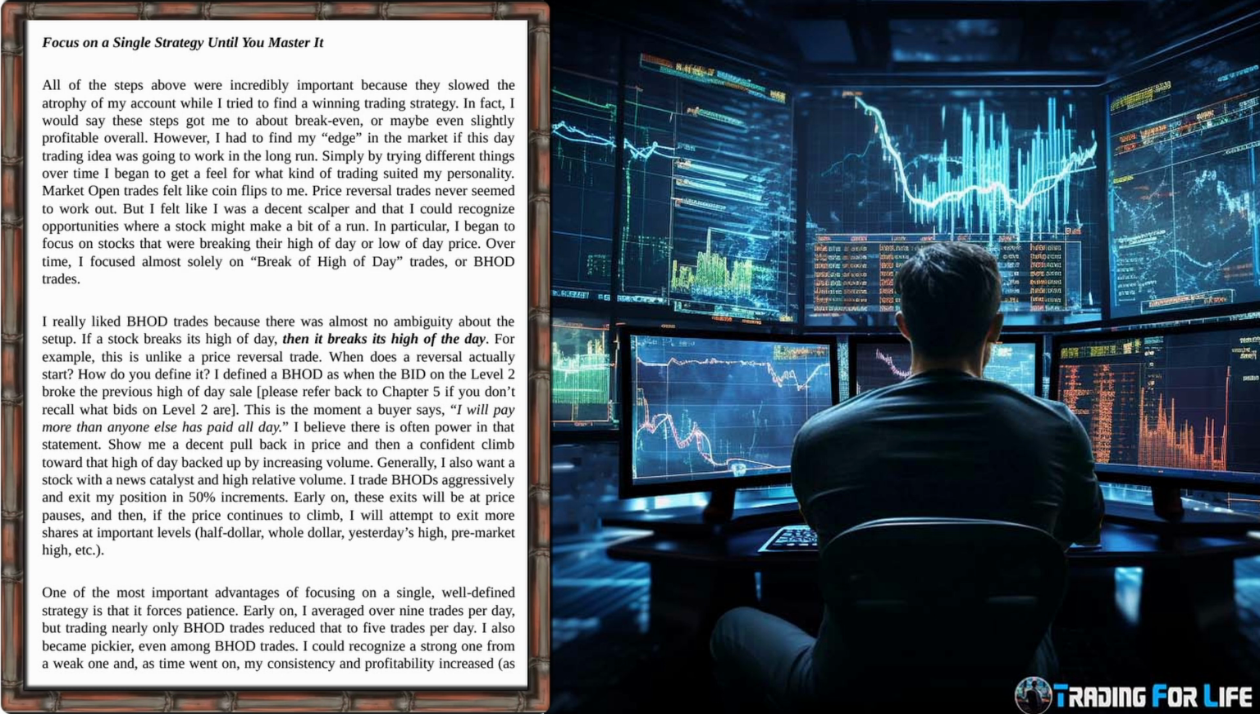I believe there is often power in that statement. Show me a decent pullback in price, and then a confident climb toward that high of day, backed up by increasing volume. Generally, I also want a stock with a news catalyst and high relative volume. I trade BHODs aggressively and exit my position in 50% increments early on. These exits will be at price pauses. And then, if the price continues to climb, I will attempt to exit more shares at important levels. Half dollar, whole dollar, yesterday's high, pre-market high, etc.